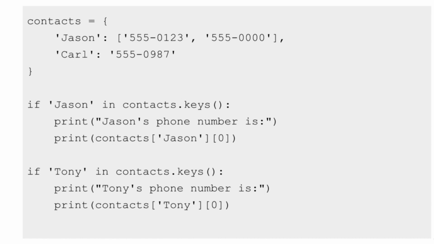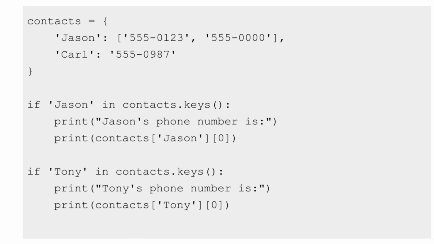First, we start out by creating the contacts dictionary. Next, we use an if statement. If the if statement is true, the code block associated with it will be executed. If not, it will be skipped. In this example, the first if statement is true since the Jason key does in fact exist in the contacts dictionary. The second if statement is false because the Tony key is not in the dictionary. Thus, the code block following that statement does not get executed.